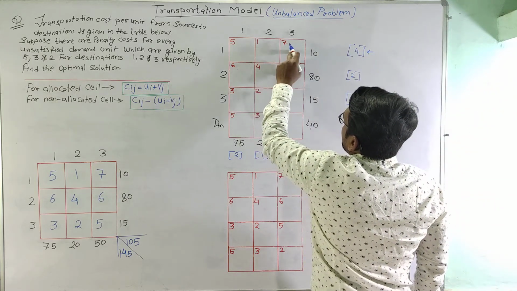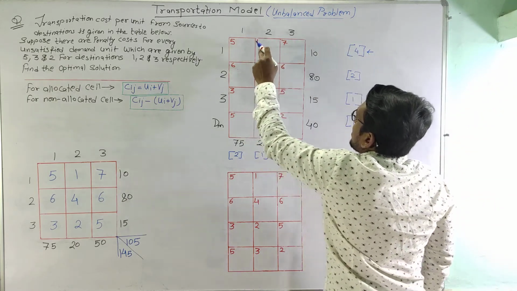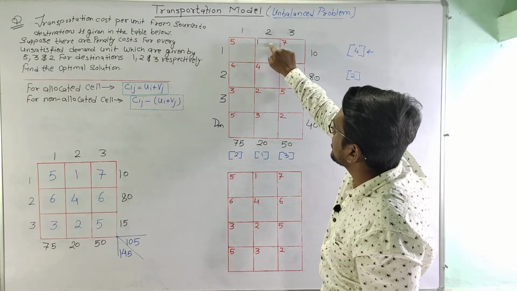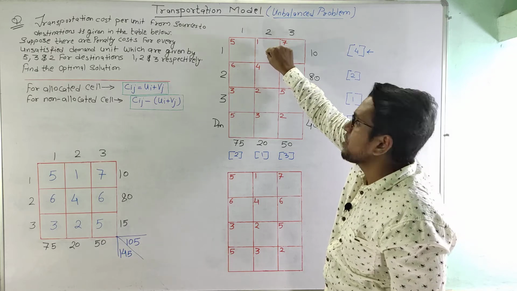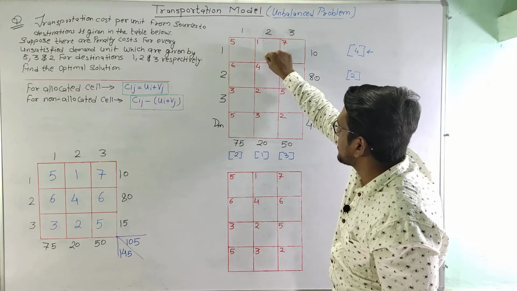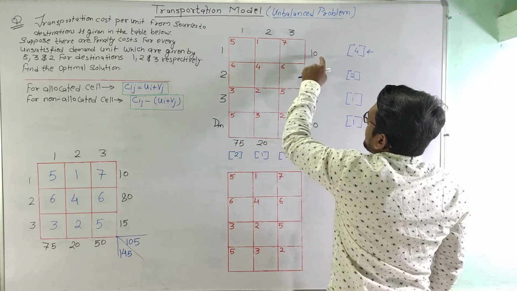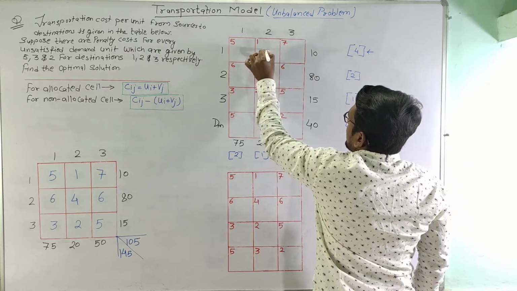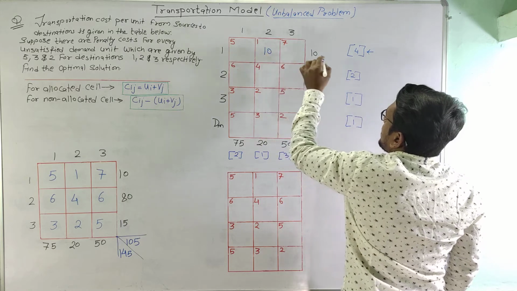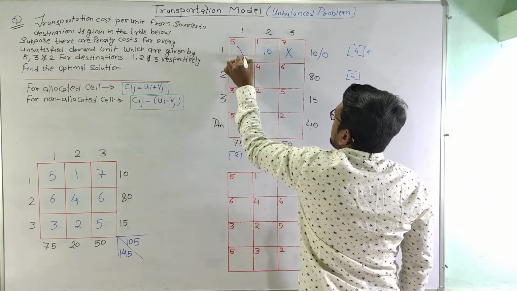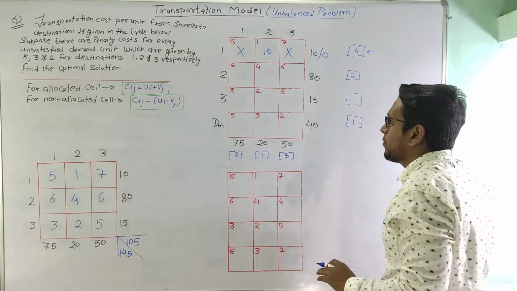in this row we will select the cell having the least cost, that means the least transportation cost. So this is the cell, so we will try to allocate as much as possible in this particular cell. We can see that here the demand is 20 and the supply is 10, so we can allocate 10 here, and after allocating 10 this will be 0 and no more allocation can be done in this particular row.